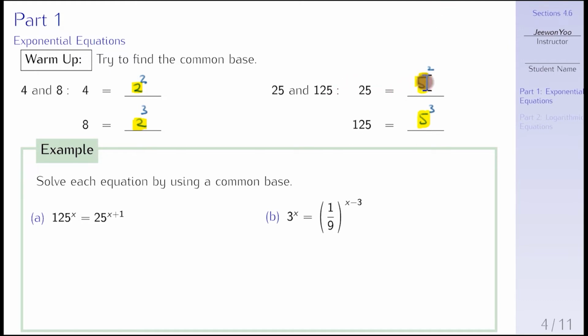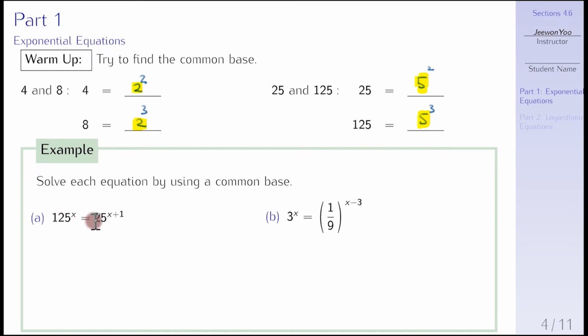25 is 5 times 5. 125 is 5 times 5 times 5. Therefore, the common base is obviously 5. If you understood this warm-up, I think we are ready to tackle these questions.